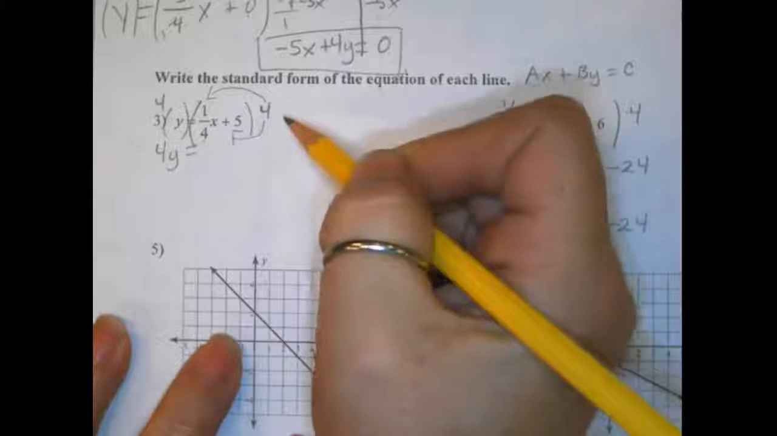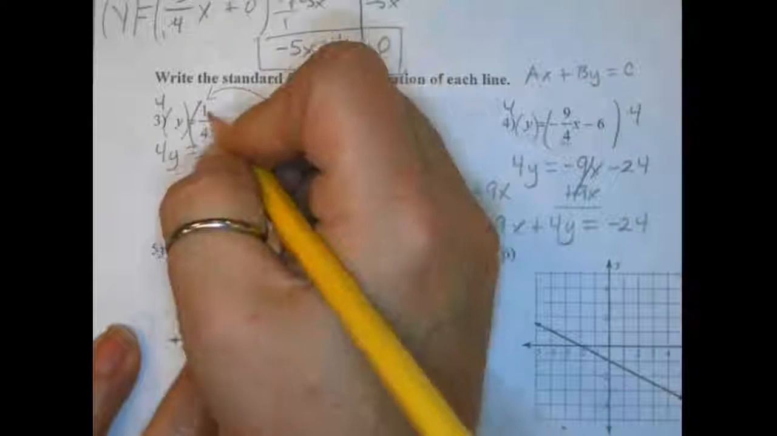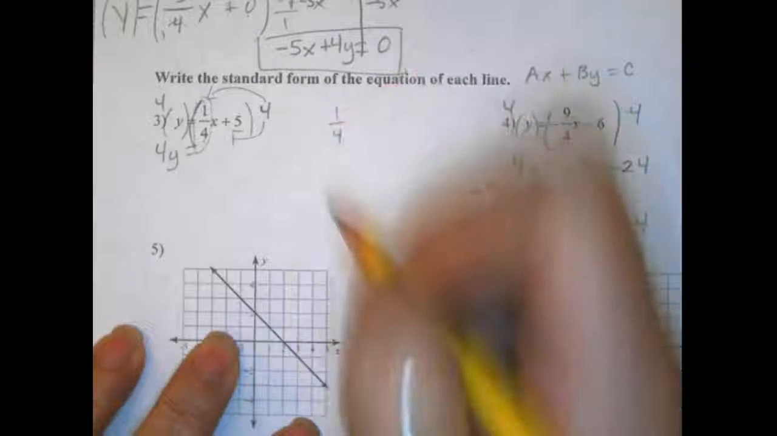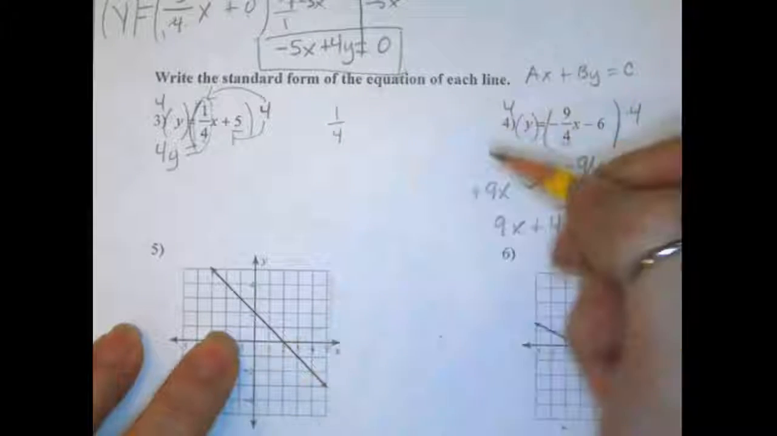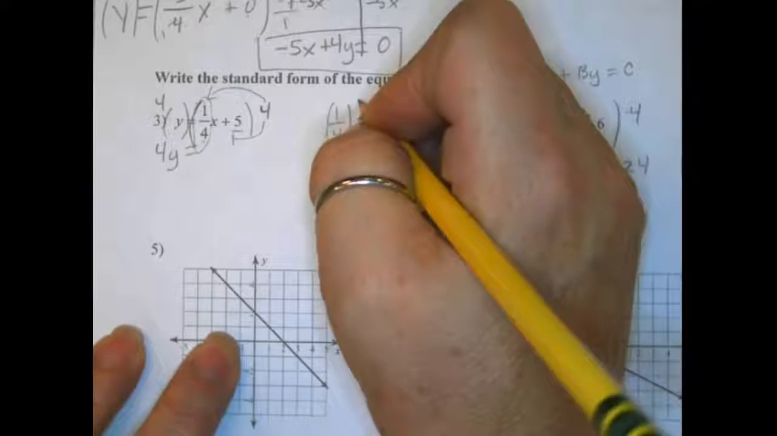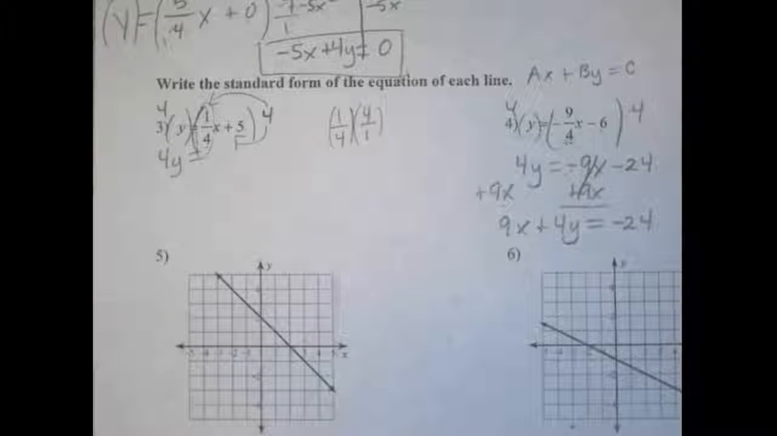So when I multiply 1/4 times x, what I'm actually doing here is multiplying by the reciprocal, right? This is 1/4. The reciprocal is its flip, so I'm multiplying by 4/1. That's also one of my steps: multiply by the reciprocal. That's how I get rid of those fractions.